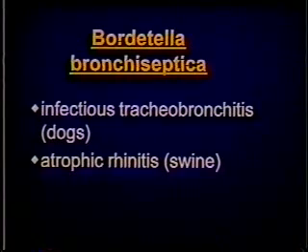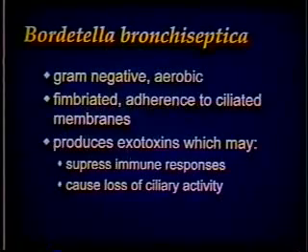The genus Bordetella, Bordetella bronchiseptica, produces two clinical syndromes in two different animal species: in dogs producing a syndrome known as infectious tracheobronchitis, the so-called kennel cough, and as the name suggests, causing a respiratory syndrome in dogs. And in swine, a syndrome known as atrophic rhinitis, and we'll show in a slide in a moment why it is named this. These are gram-negative organisms.